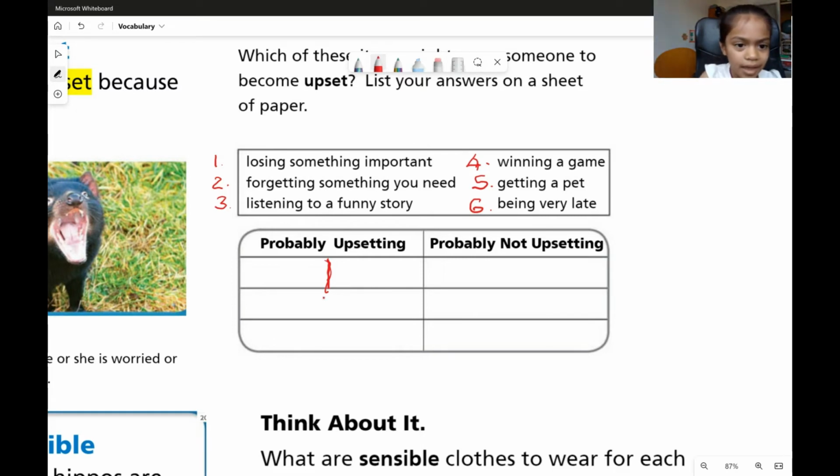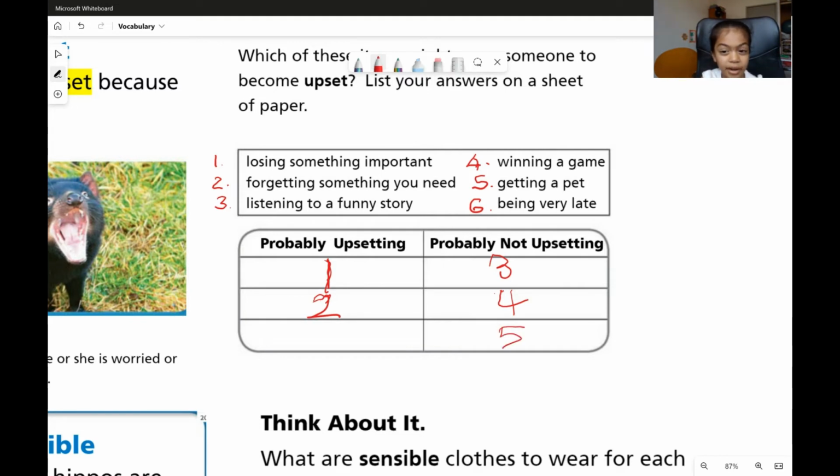So yeah, let's put two here. Listening to a funny story. Well, that's probably not making me upset. Let's try three here. It doesn't make me upset at all. Three, winning a game, surely it doesn't make me upset. Losing a game makes me upset. So winning a game, let's write four. Getting a pet will also not make me upset.